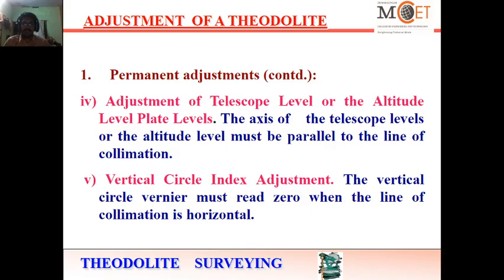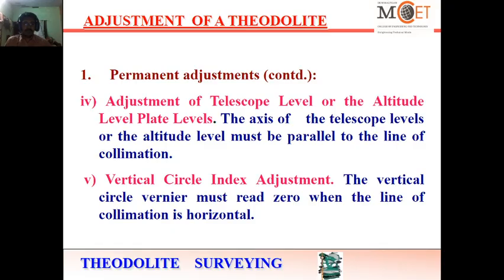In continuation, adjustment of telescope level or the altitude level, the plate level, that is the top bubble tube for the vertical circle. The axis of the telescope level or the altitude level must be parallel to the line of collimation. The line of collimation and the axis of the bubble tube must be parallel. Next, vertical circle index adjustment.